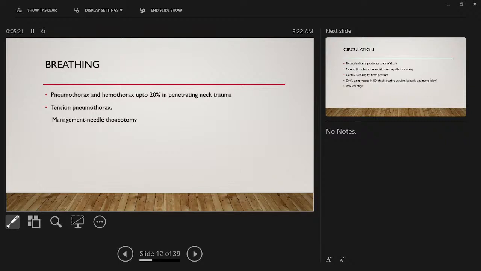The second part is breathing. Most commonly, what we see here in neck trauma is hemothorax and pneumothorax. Can anybody tell the triad of tension pneumothorax? Neeraj?